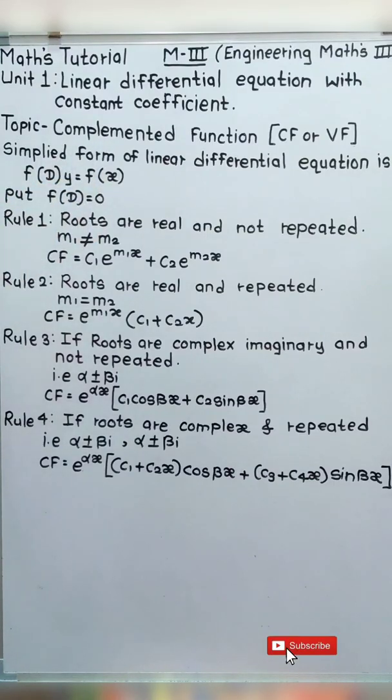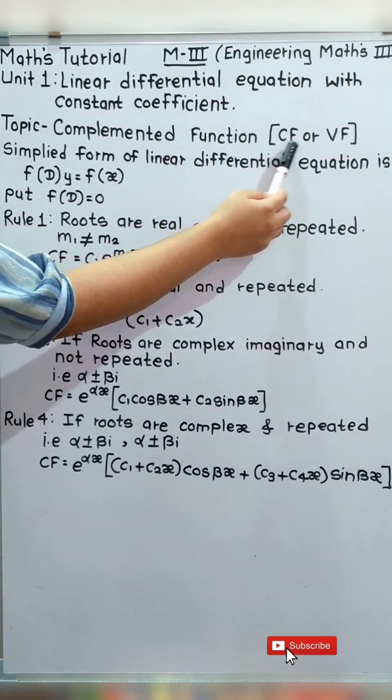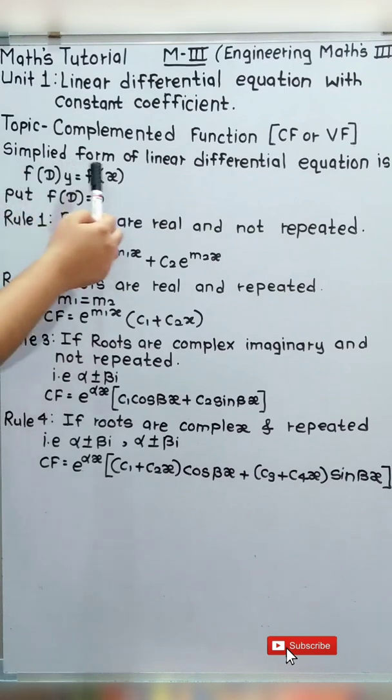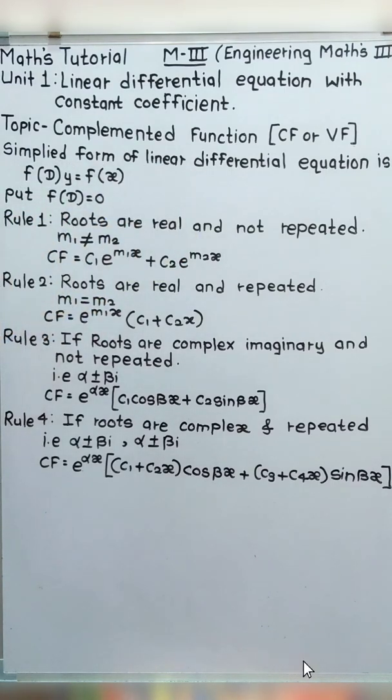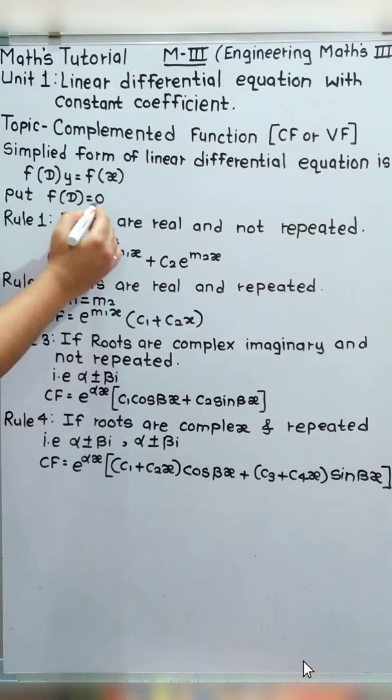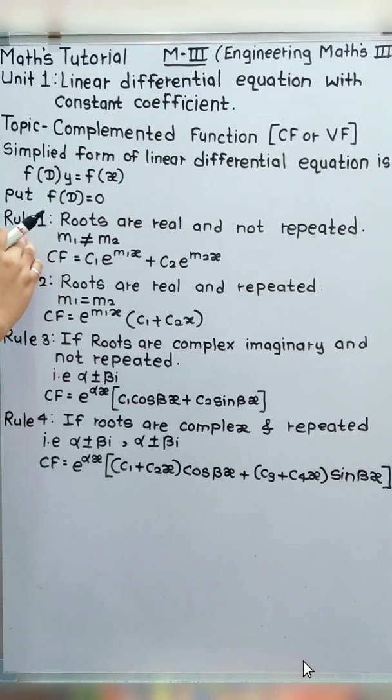Topic: complementary function. We call it CF or CF. The simplified form of the linear differential equation is f(D)y = f(x). Put f(D) = 0 for the complementary function.